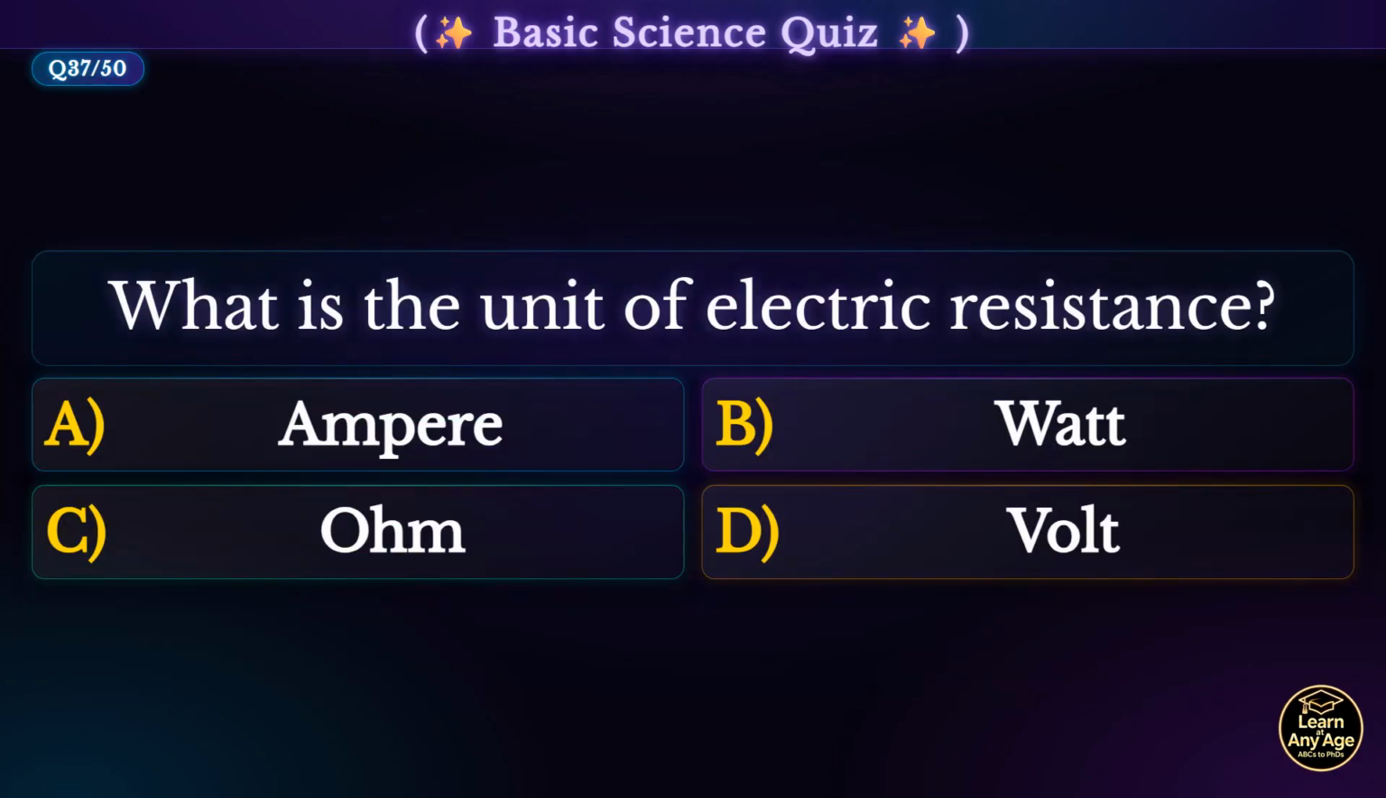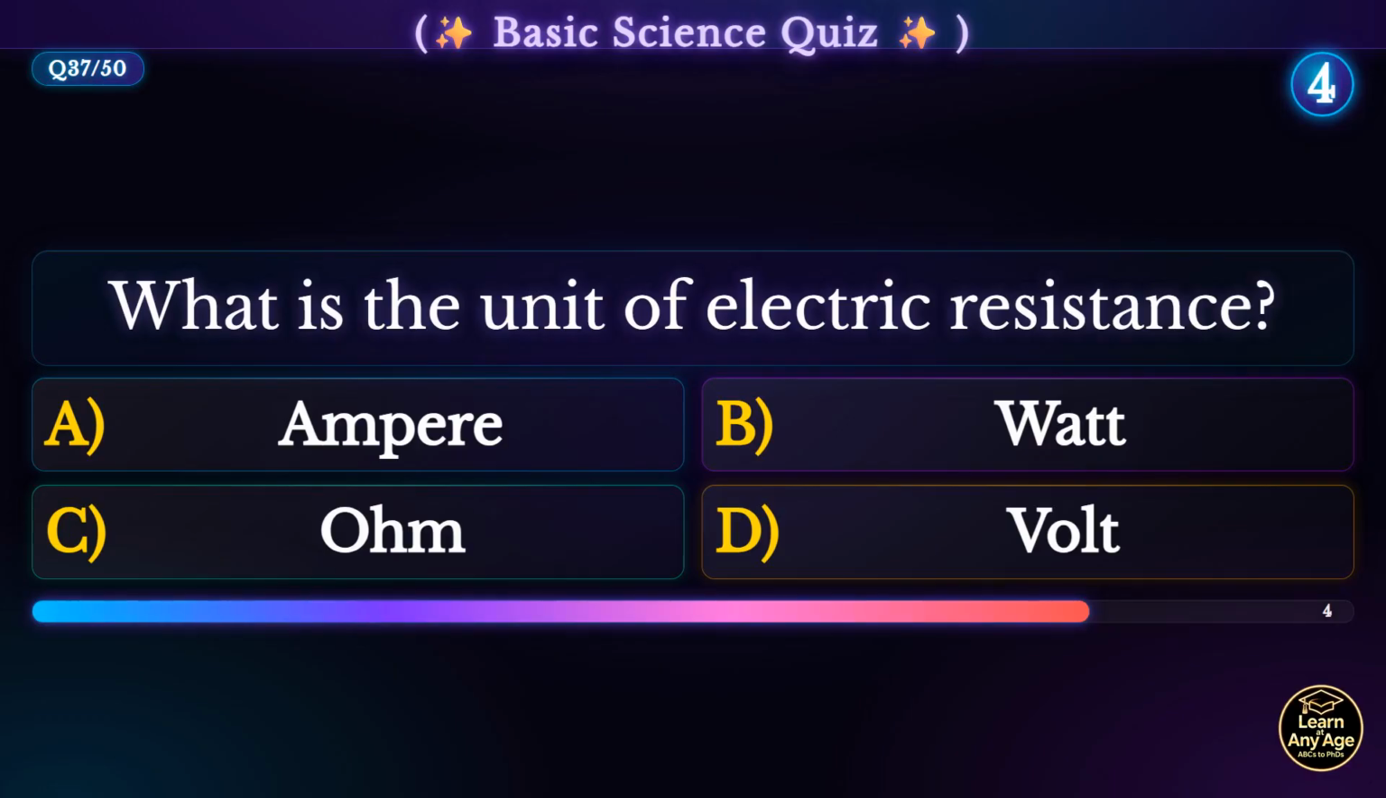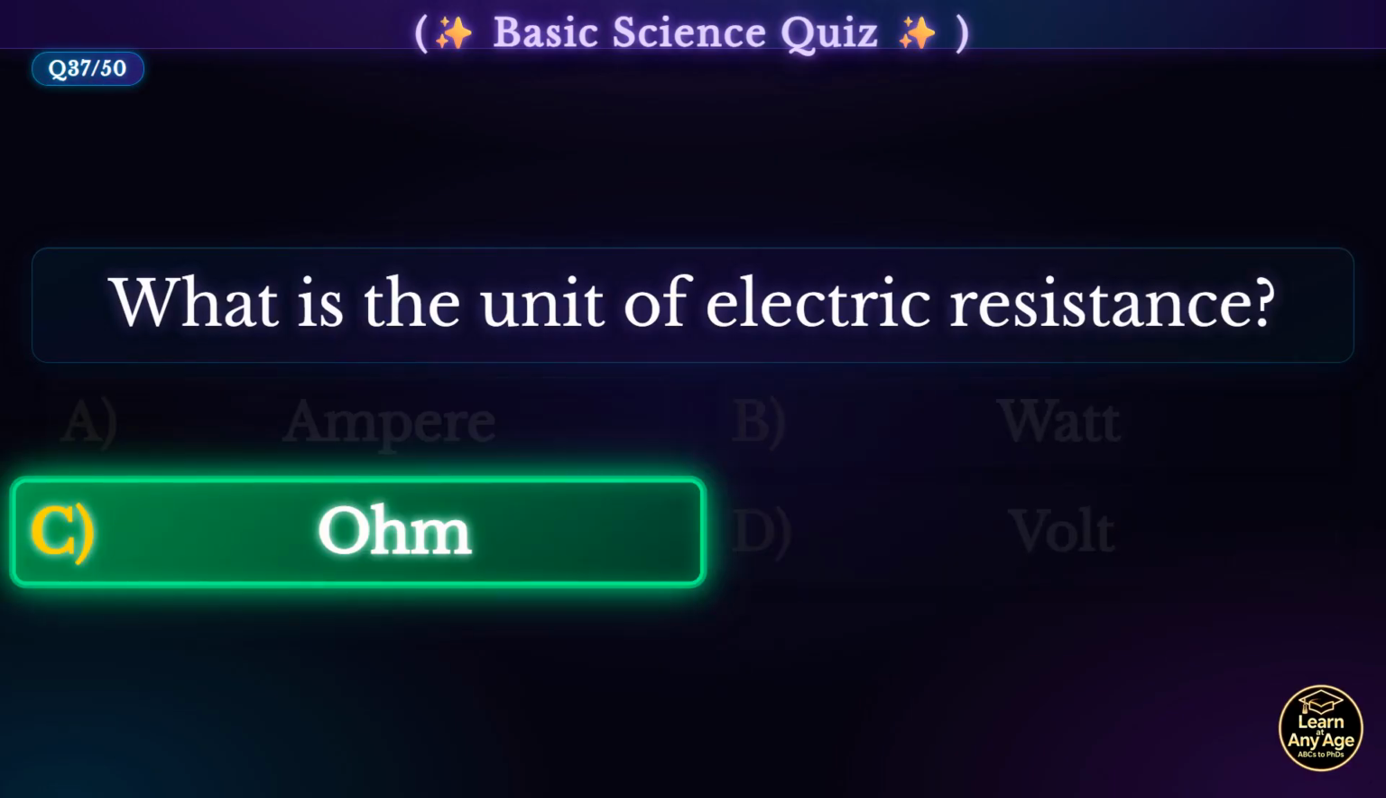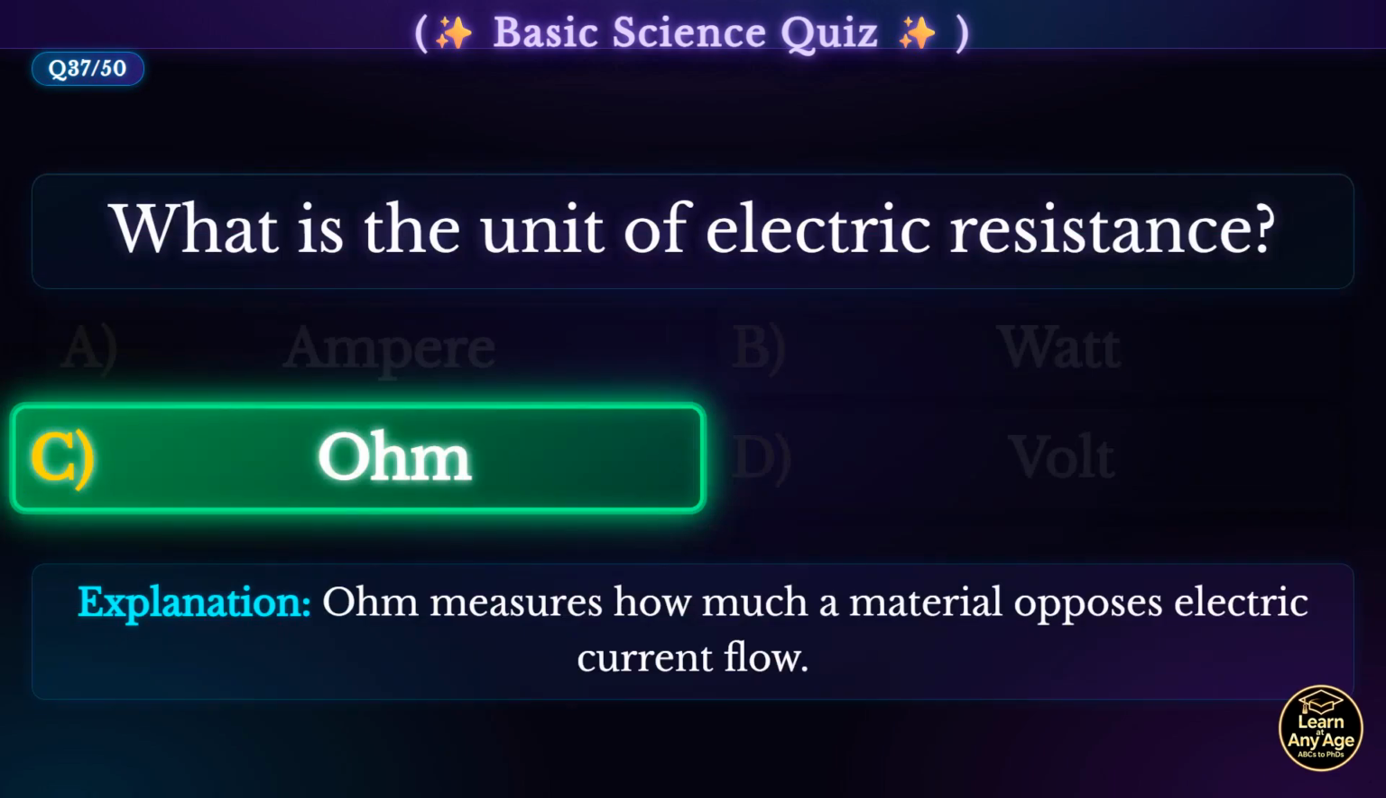What is the unit of electric resistance? Ampere, watt, ohm, volt. Ohm. Ohm measures how much a material opposes electric current flow.